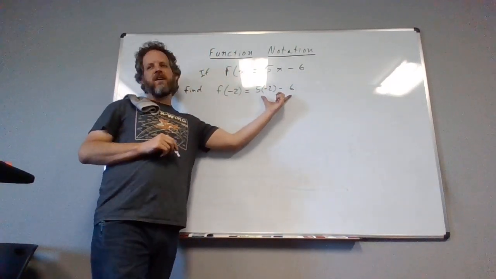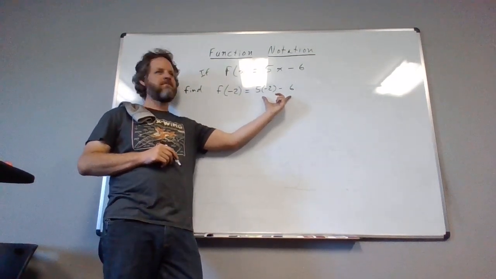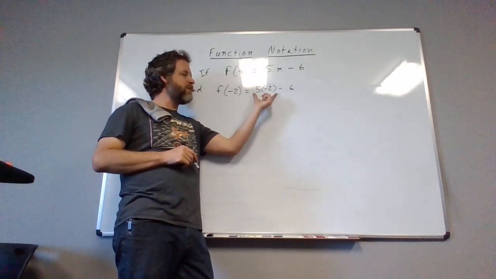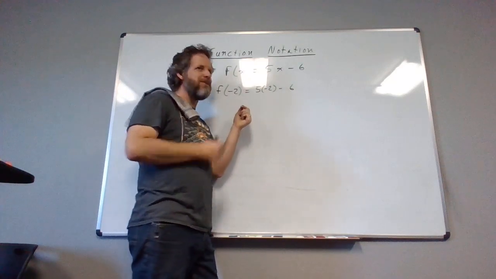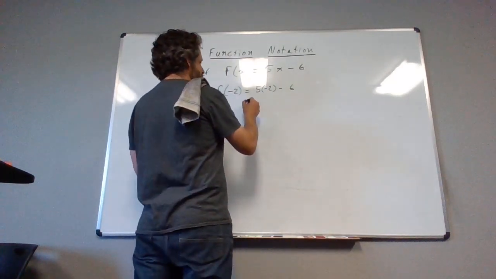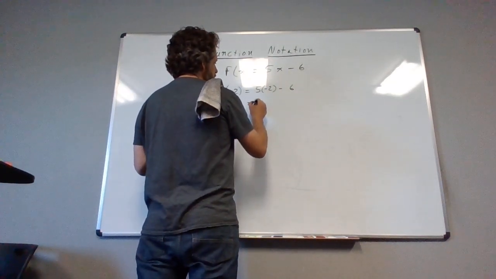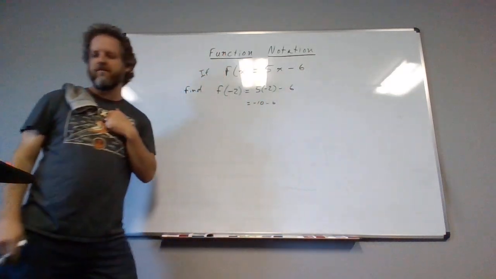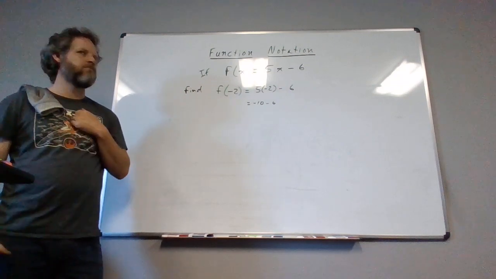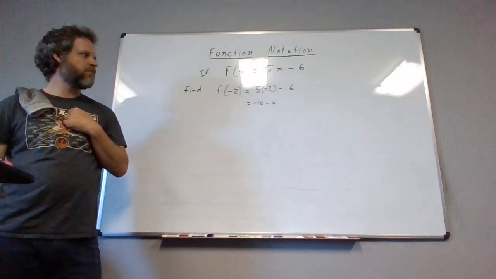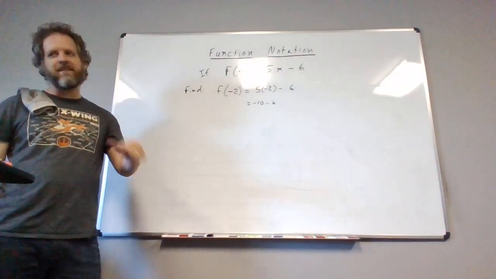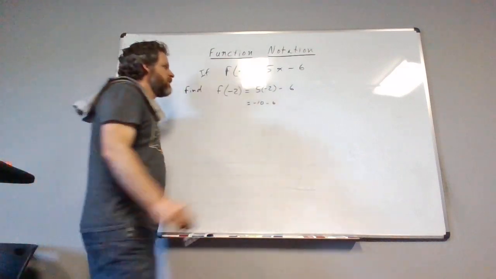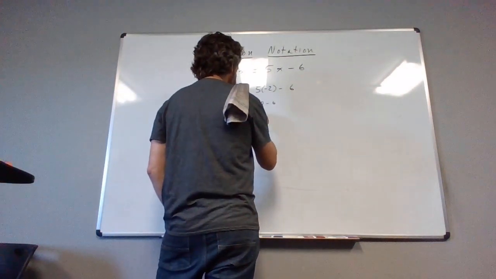So what's the first thing we should do to simplify it? Multiply the 5 and the negative 2. What's 5 times negative 2? Negative 10. Now what should we do? Add the 6, because they're both negative. So negative 10 plus negative 6 is what? Negative 16.